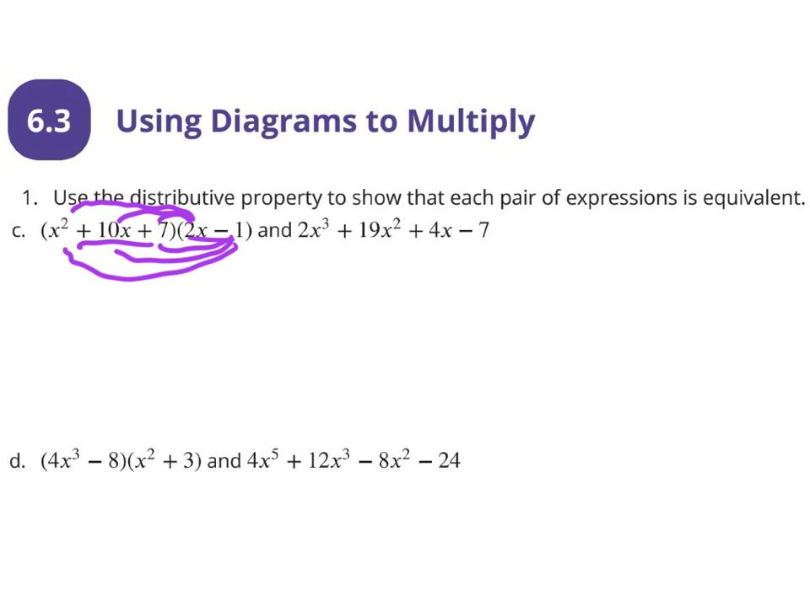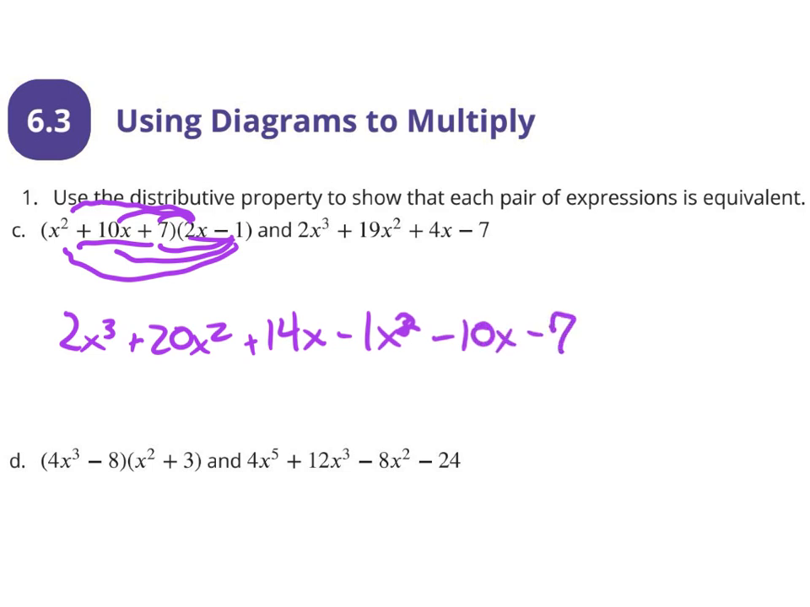So 2x times x squared is 2x cubed. When you multiply variables, the exponents add. 2x times 10x is 20x squared. 2x times 7 is 14x. Then I do my -1 distribution, and I get -1x cubed. No, x squared, I'm sorry. -10x and -7.